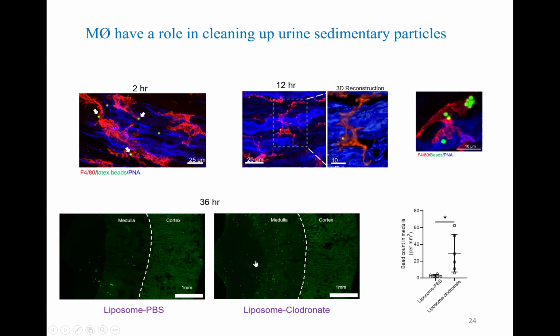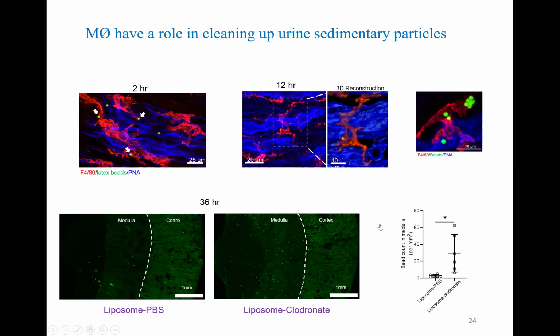To understand the role of macrophages in cleaning up tubules, we use liposome clodronate to deplete the macrophages and then inject the beads into the tubules. After 36 hours, while the control mice were almost clean of beads, a significant amount of beads were still present in the medulla of mice deficient in macrophages. This experiment showed that urine flush alone is not enough to keep the tubule unobstructed, and macrophages are required to facilitate the cleaning in a timely manner.